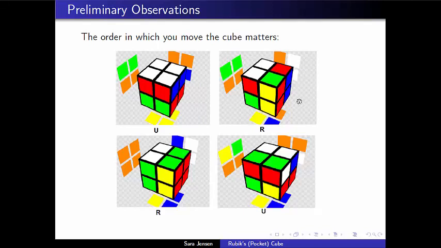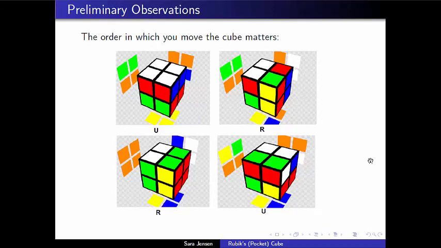However, if you start with the cube in its original notation and you perform a right move followed by an upper move, you'll get this configuration of the cube right here. So you have to be very careful in both the order in which you do things and the order in which you undo things on the cube.